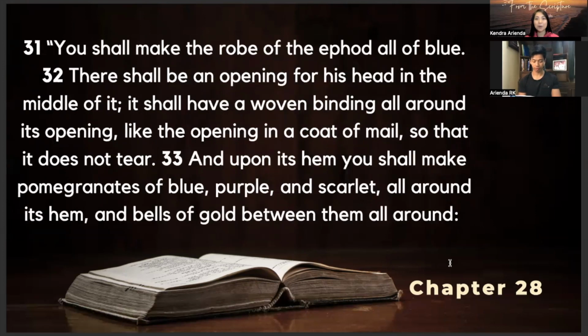You shall make the robe of the ephod all of blue. There shall be an opening for his head in the middle of it. It shall have a woven binding all around its opening, like the opening in a coat of mail, so that it does not tear. And upon its hem you shall make pomegranates of blue, purple, and scarlet, all around its hem, and bells of gold between them all around.